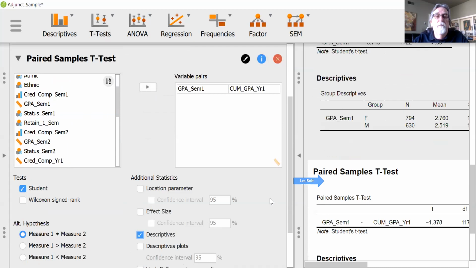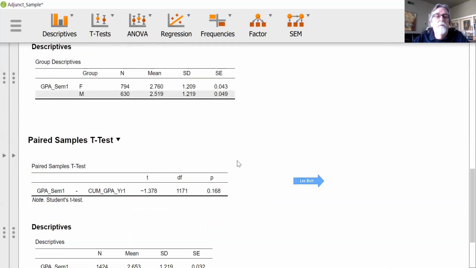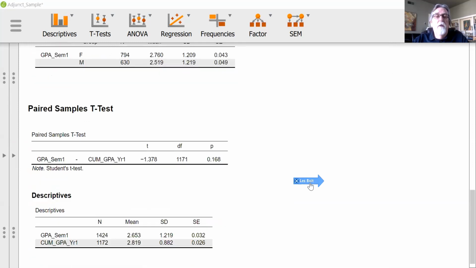We'll do descriptives and look at what we find. Paired samples t-test. P-value is 0.168, which is not less than 0.05. So therefore, there is no significant difference between GPA for semester 1 and the cumulative GPA at the end of the year.